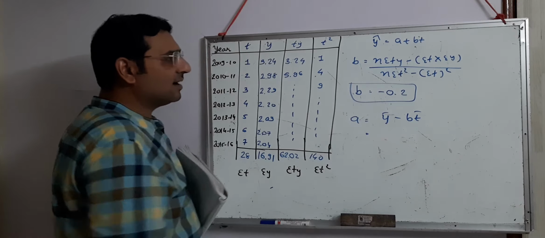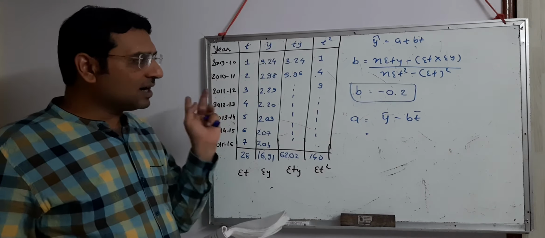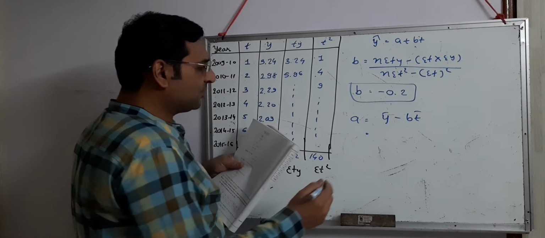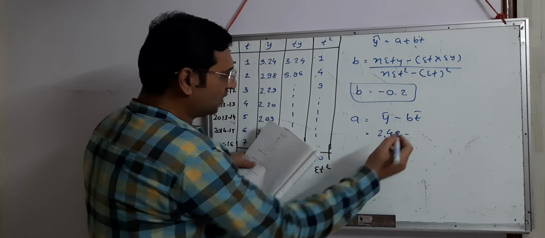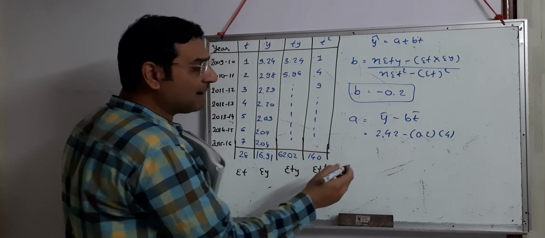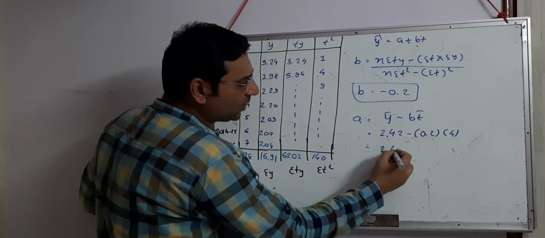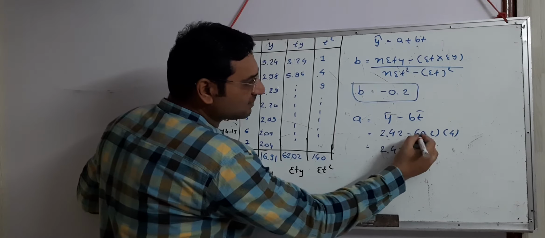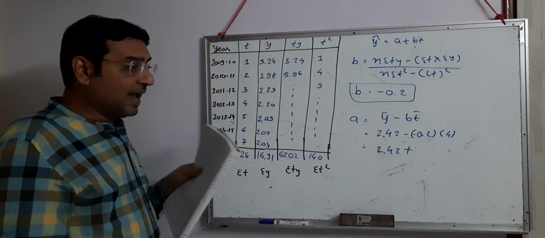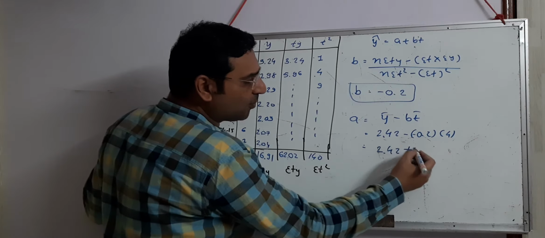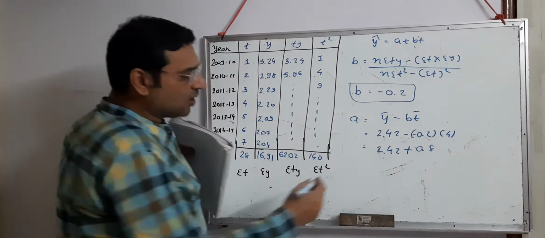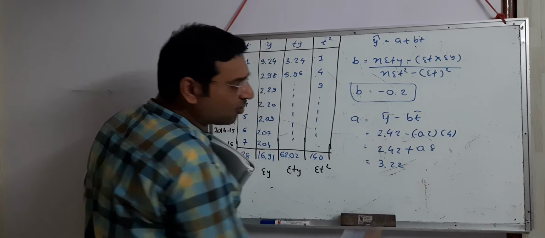Again, y bar we have already calculated, b we have calculated, put t bar in the equation. So it is 2.42 minus 0.2 into 4. Be careful with minus minus here. 2.42 stays, but this is minus 0.2. Minus 0.2 into 4 is 0.8, so minus 0.8; if you open the bracket it will be plus 0.8. Be careful here, so that there is no mathematical mistake. So our value of a is 3.22.